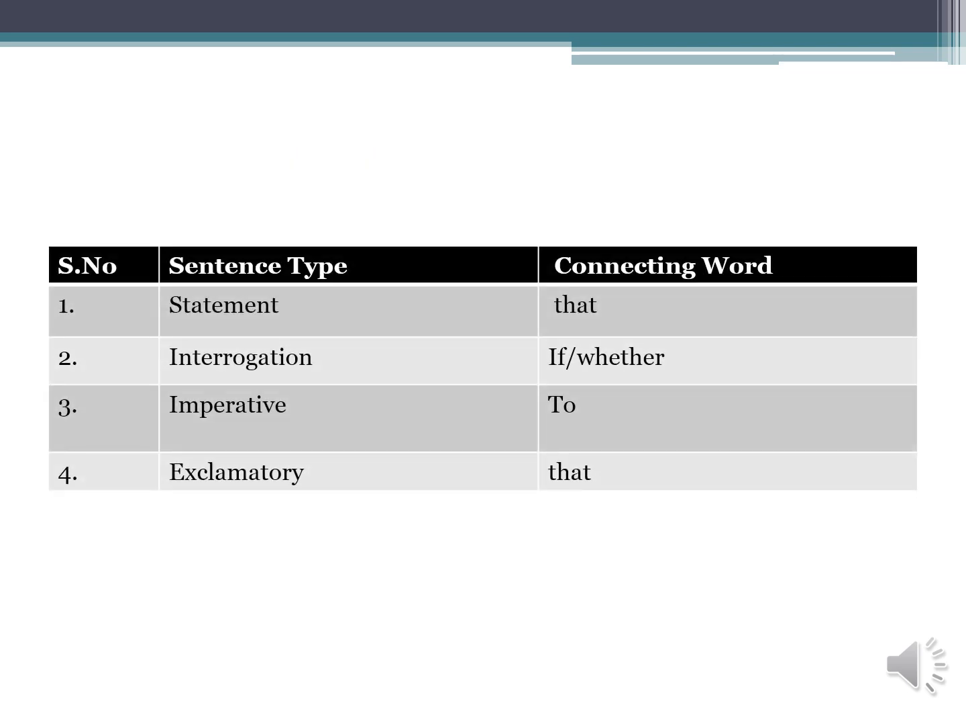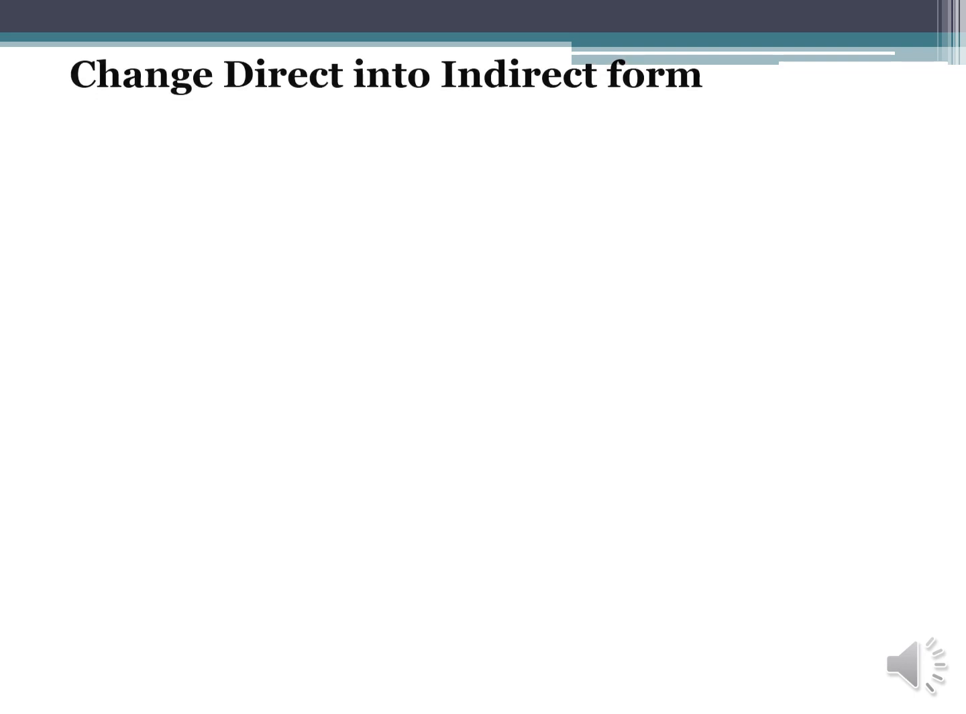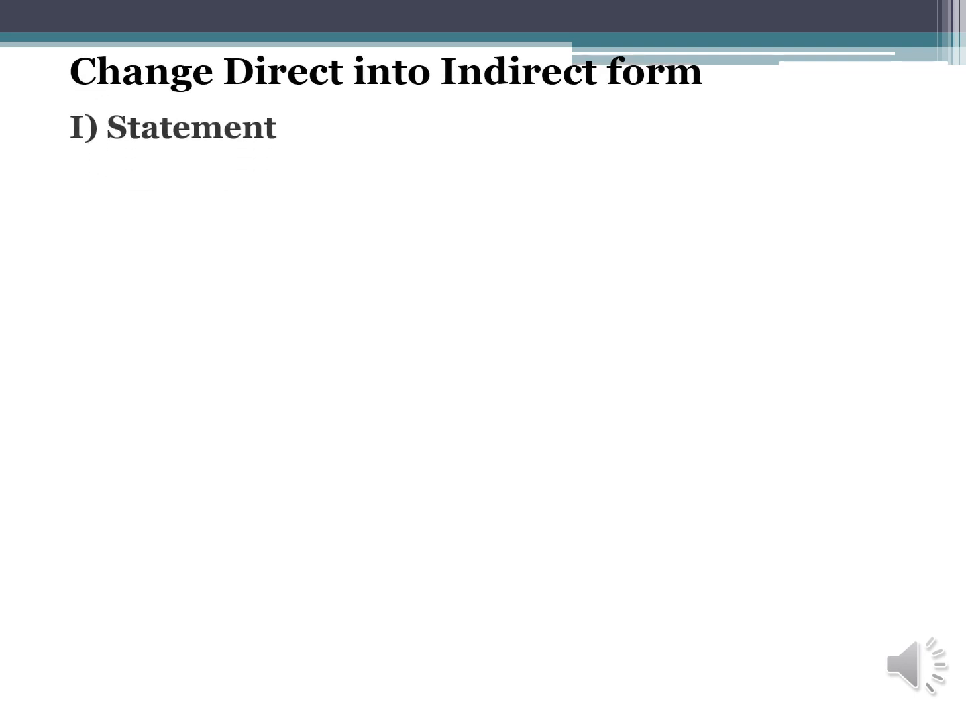It is the tabular column about the usage of connecting words according to the type of sentence. For a statement, we can use the connecting word that. For interrogation, we can use if or whether. For an imperative sentence, we can use the connecting word to. For an exclamatory sentence, we can use the connecting word that. Here are the examples for each type.